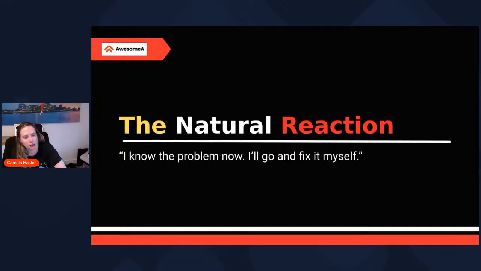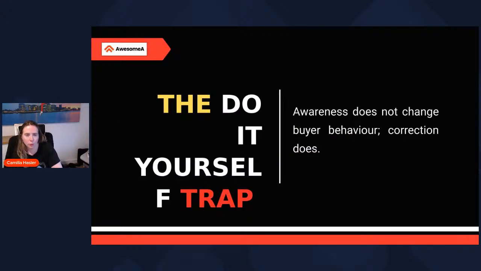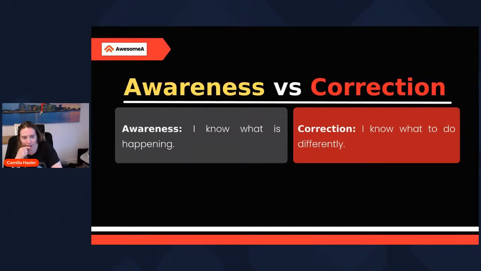We want people to want the support and the solution. And there is something called the do-it-yourself trap, where awareness doesn't change the buyer behavior. If they don't take corrective action, or any action, then awareness for its own sake does nothing. So that is important. There's awareness and then there's correction.